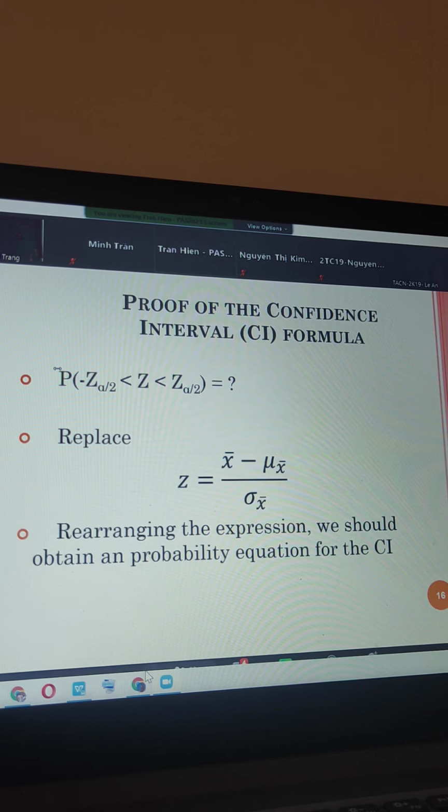Okay, so these formulas will show you the way to convert from the normal distribution into the standard normal distribution, right? Convert from X bar to Z to use the table, right?